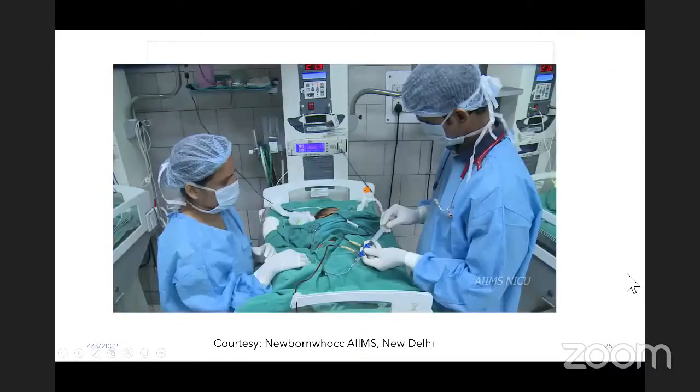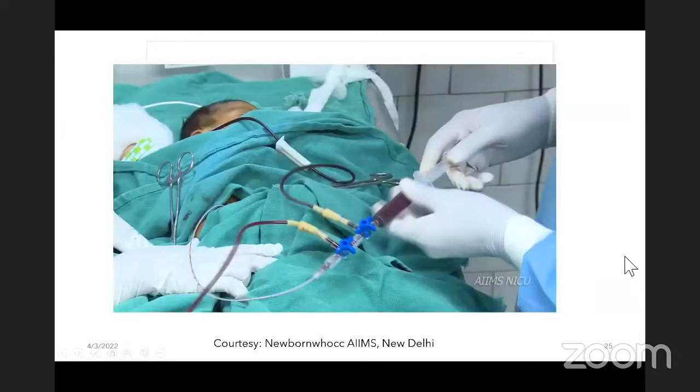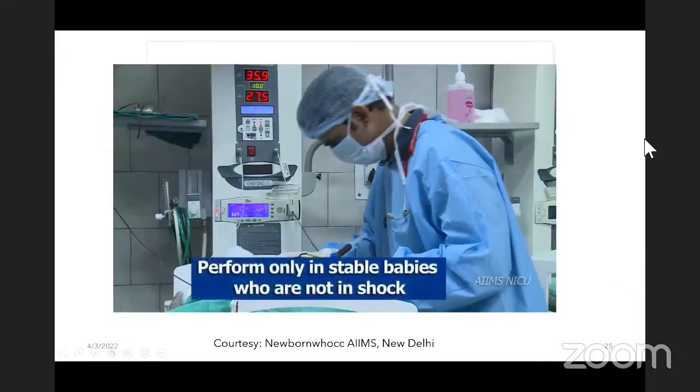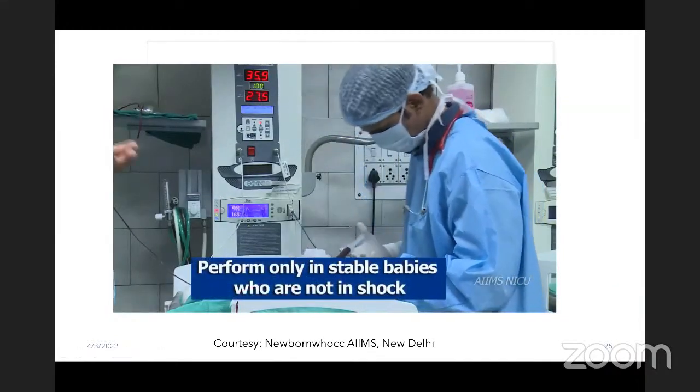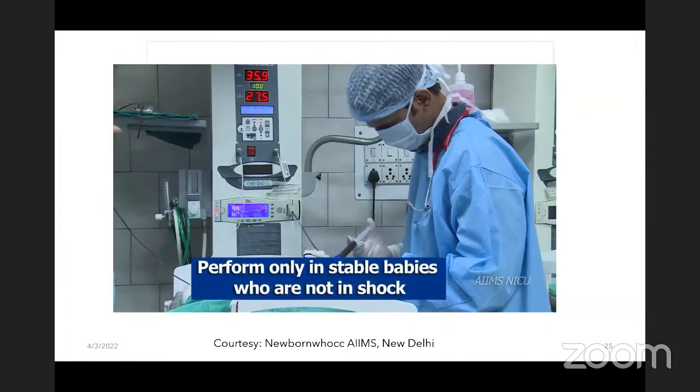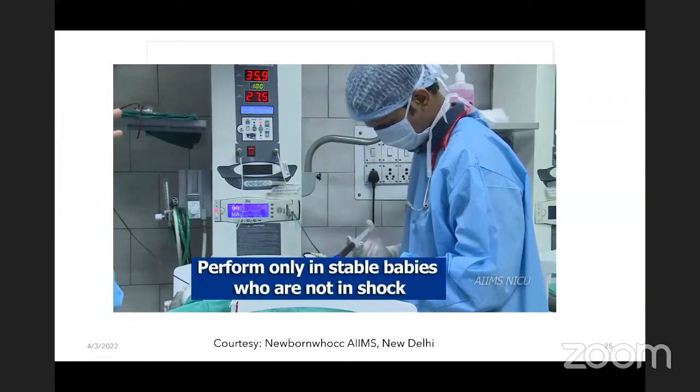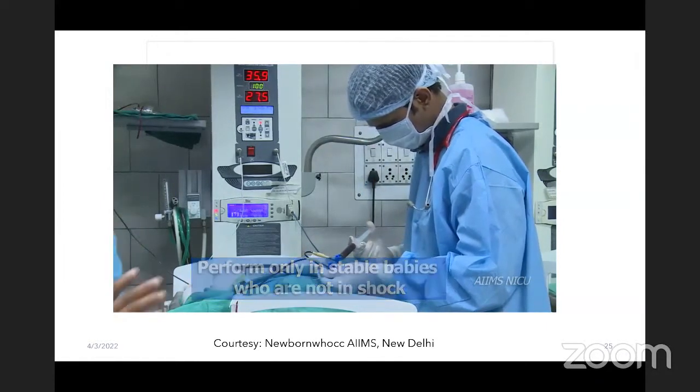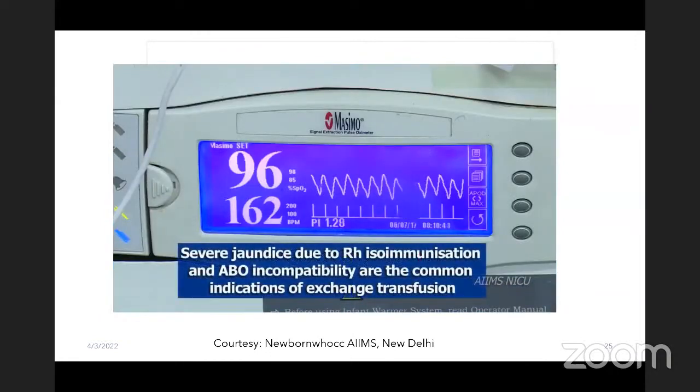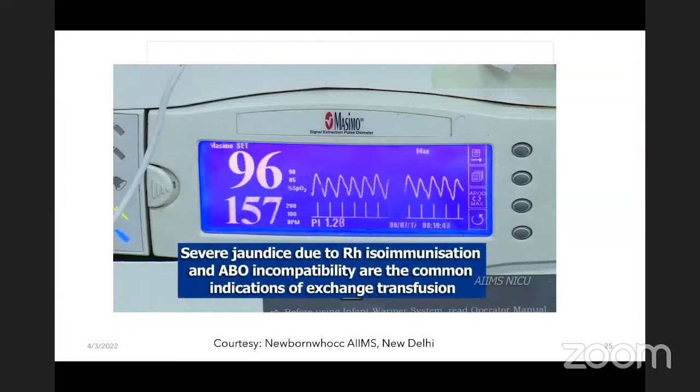Replacing the infant's blood with donor blood by repeatedly exchanging small aliquots of blood over a short time is called exchange transfusion. As this is an invasive procedure involving a frequent change in hemodynamics of the baby, it should be performed only on a stable baby who is not in shock. Increased jaundice due to ABO or RH incompatibility are the commonest indication for exchange transfusion.